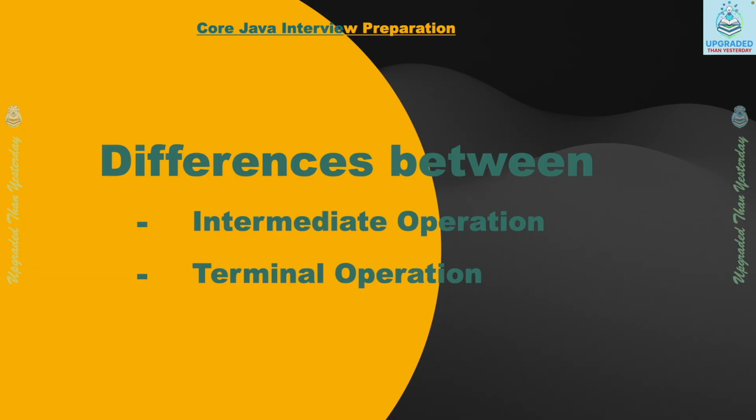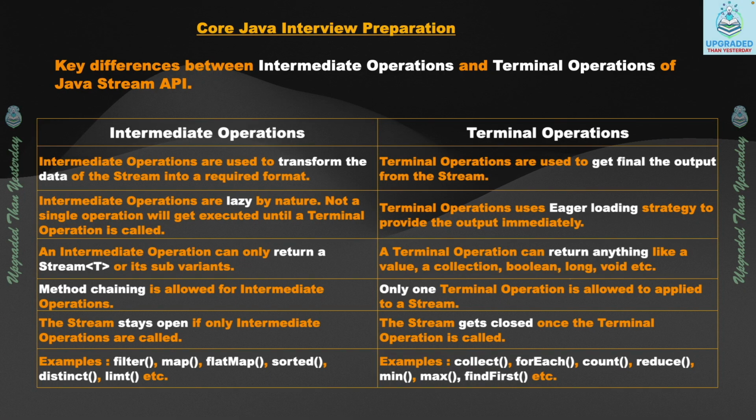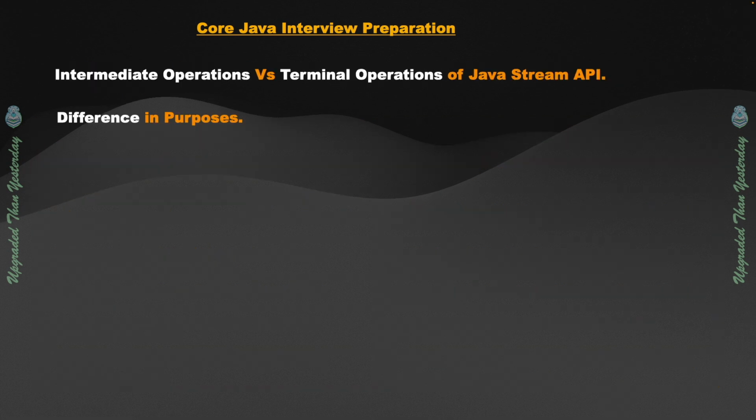Today we are going to learn about the differences between the intermediate operations and the terminal operations of Java Stream API. First difference, the intermediate operations are used to transform the data of the stream into a required format, whereas terminal operations are used to get the final output from the stream.